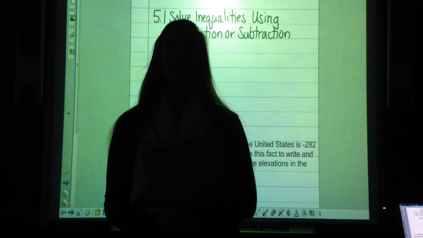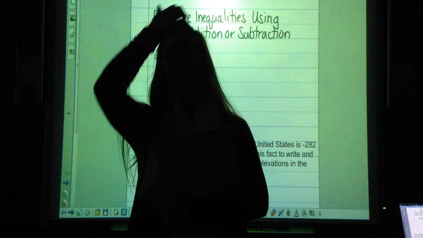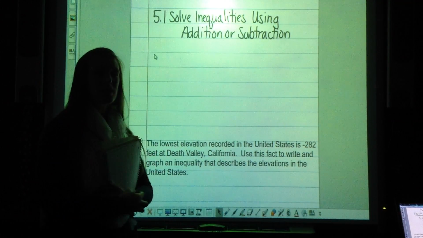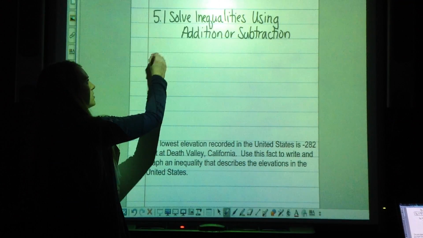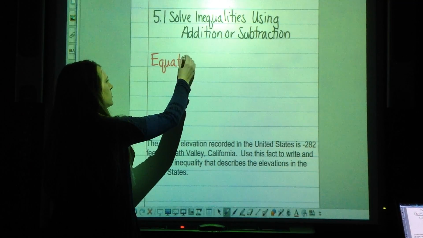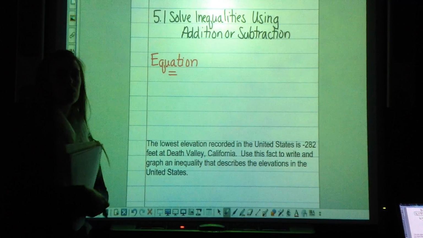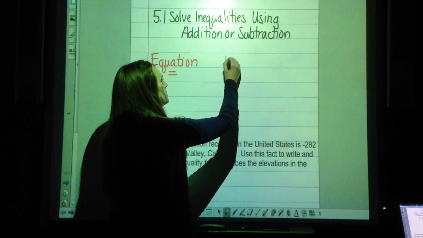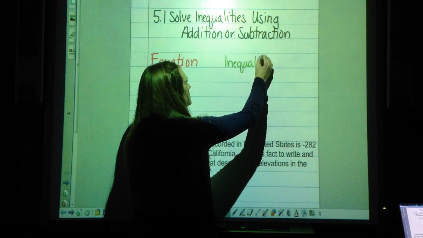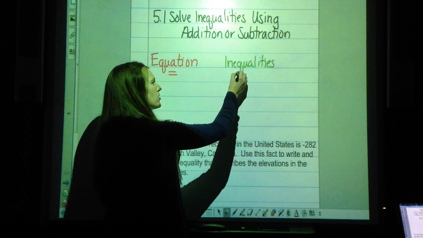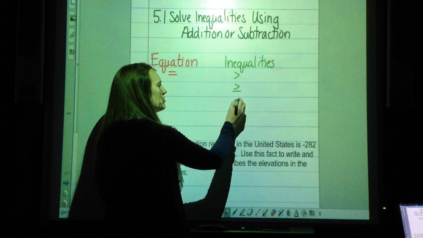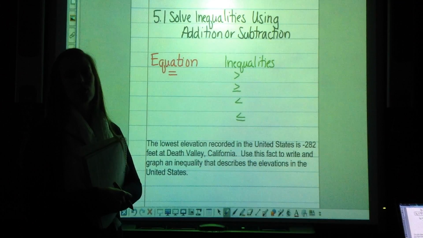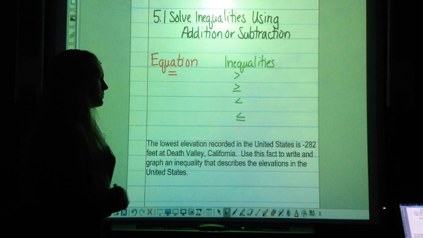In this lesson, we're going to be solving inequalities using addition and subtraction. So first, before we begin, let's think about the difference between an equation and an inequality. An equation has an equal sign. That means there's only going to be one answer. Inequalities can have a greater than or equal to, less than, or less than or equal to symbol. When you have an inequality, you're going to have more than one answer.